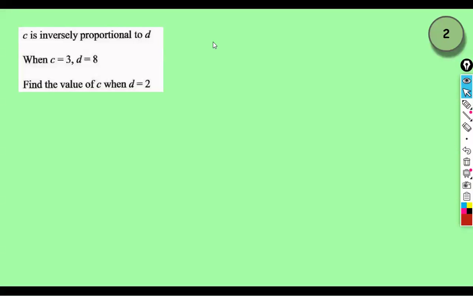So since it's an inversely proportional question, C is inversely proportional to D. That means the K goes on top and the second letter goes underneath. Remember, that was the format that I gave you, right? So in other words, the format of the initial formula is a little bit different.